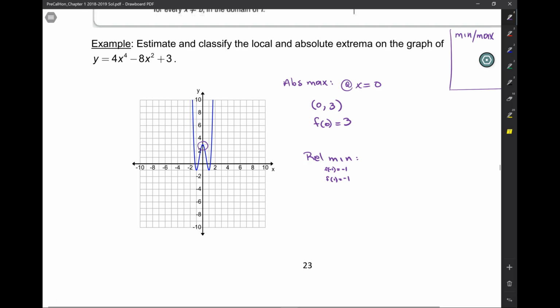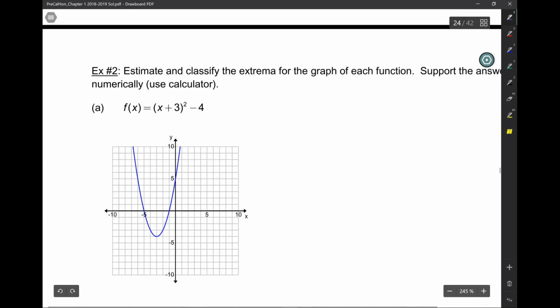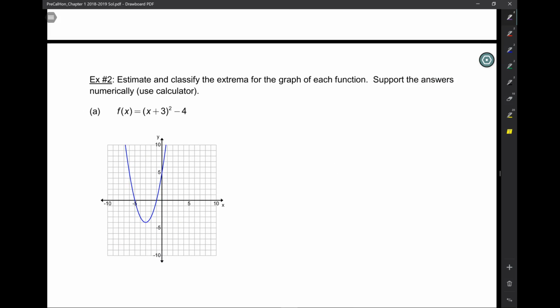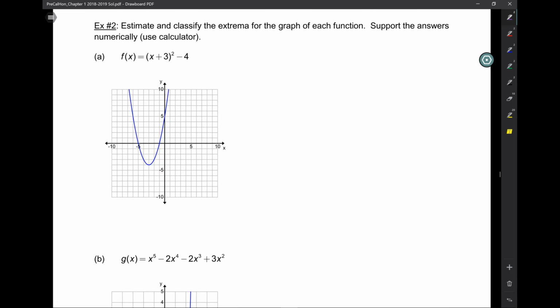Okay. You have to say what the relative maximum is. There is no relative maximum. There was only one, and that's an absolute maximum, and you wouldn't also classify it as a relative maximum. No. Okay, so here we go.